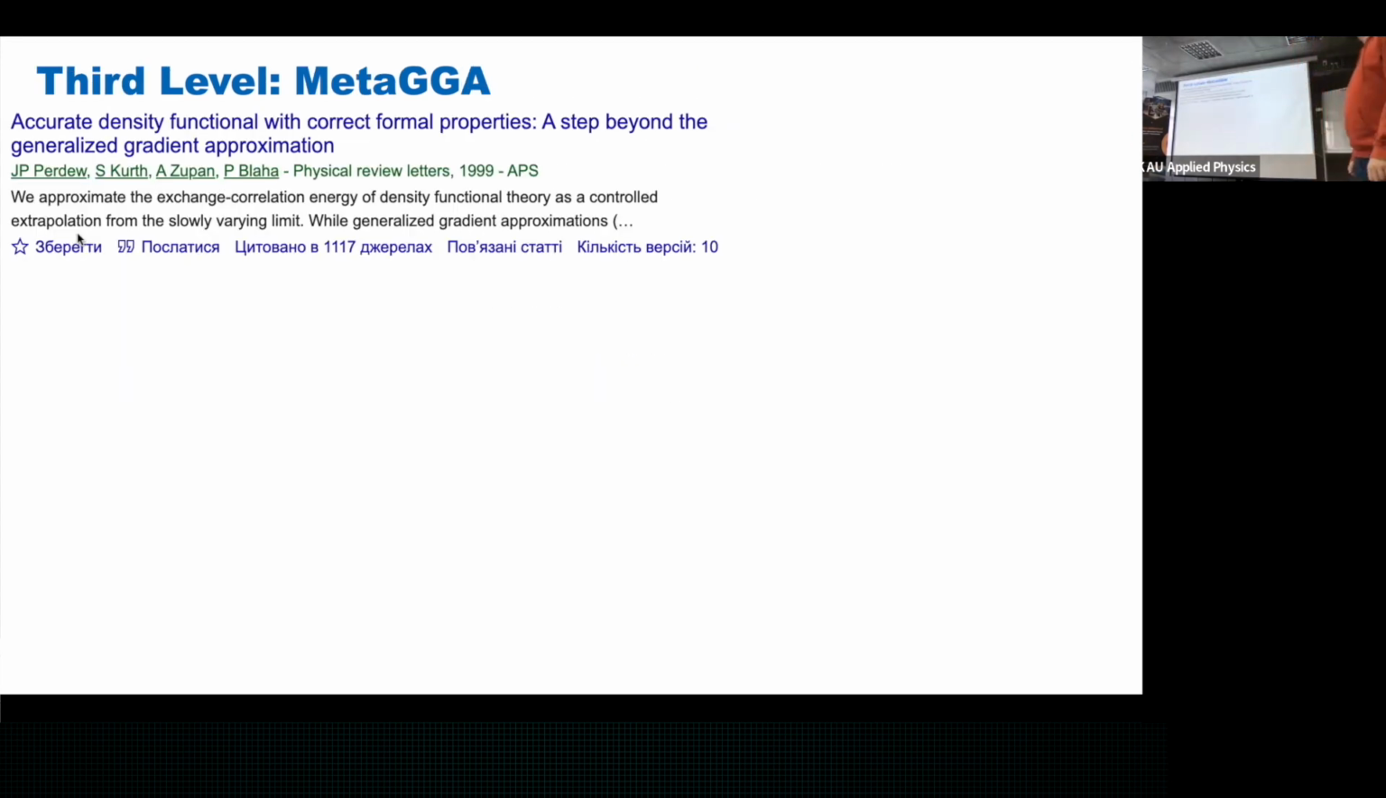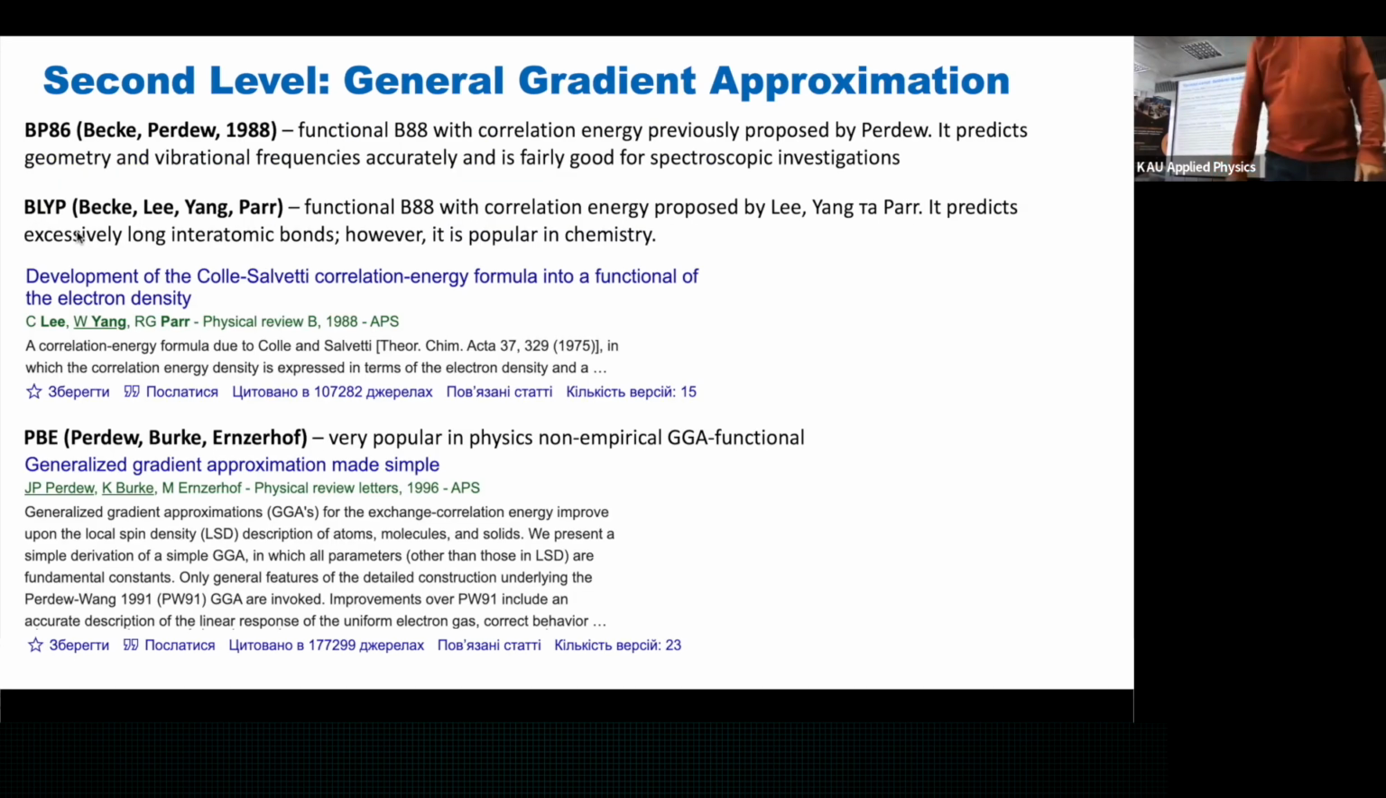And now we are moving further, to the third level, to MetaGGA. As I told, each level depends on the previous level. So MetaGGA is some improved GGA. And you see the guy, yeah, John Perdew. We have Perdew also here. Perdew was here in Perdew-Burke-Ernzerhof. It's one of the most cited.